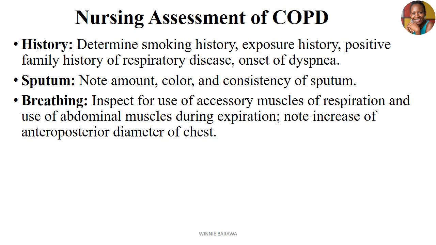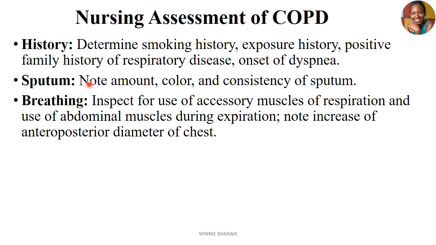Under history, ask about history of smoking, history of exposure to respiratory illnesses before, and a positive family history of respiratory diseases like pneumonia and lung cancers, but also check the onset of dyspnea. Basically, you want to explore the history of presenting illness. So get the history clearly: smoking history, family history of respiratory illnesses, exposure to smoking, which is very important, and the onset of symptoms. This includes cough, dyspnea, and even cases of cyanosis and so on.